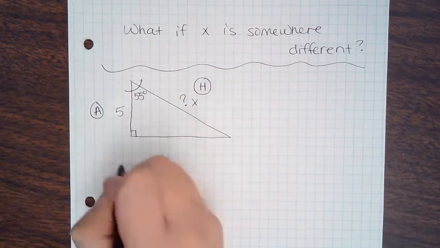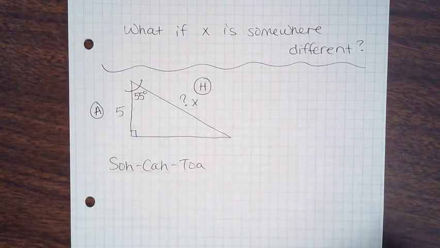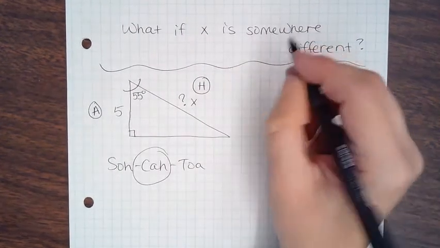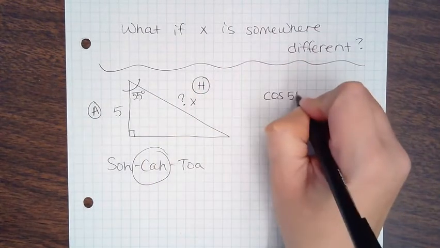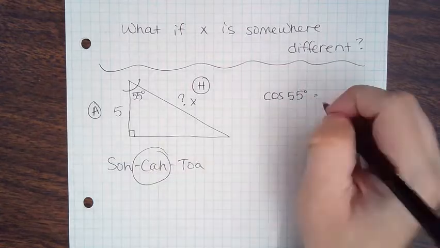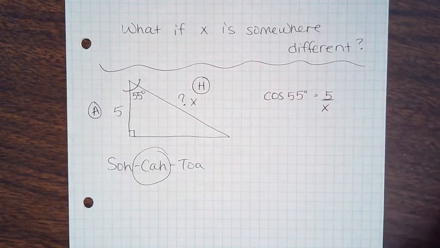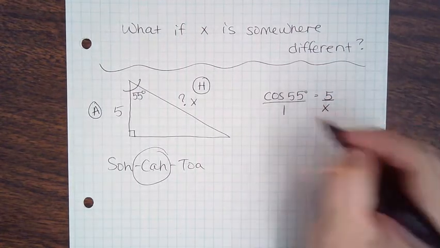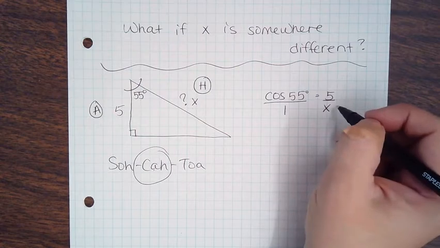So the trig function that uses A and H is cosine. So if I set this up, I'm going to get cosine of my angle, 55 degrees, equals my adjacent, which is 5, and my hypotenuse, which is x. Okay, so then our job is to cross multiply, right? We want to find what x is. And here's where it starts to look different.